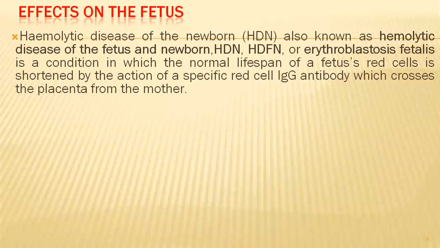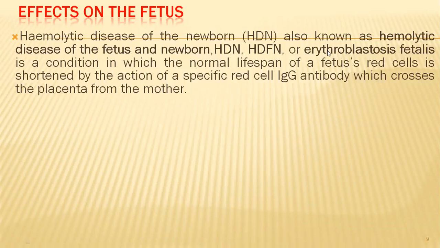So what will be the effects of rhesus incompatibility on the fetus? What will happen to the fetus? Hemolytic disease of the newborn, also known as hemolytic disease of the fetus and newborn, or erythroblastosis fetalis, is a condition in which the normal lifespan of the fetus's red blood cells is shortened by the action of specific red blood cell IgG antibody, which crosses the placenta from the mother. So it will result in erythroblastosis fetalis.